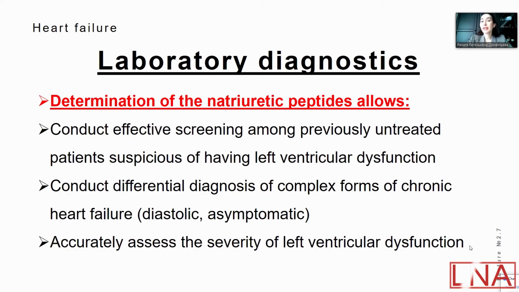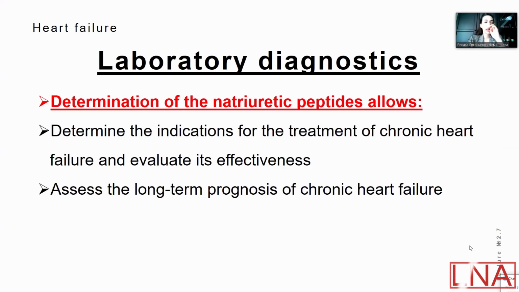Levels of natriuretic peptides allow us to conduct effective screening among previously untreated patients with suspected left ventricular dysfunction, conduct differential diagnosis of complex forms of chronic heart failure, diastolic or asymptomatic, and accurately assess the severity of left ventricular dysfunction, which is related to the level of natriuretic peptides. They also help determine the indication for treatment of chronic heart failure, evaluate the effects after treatment, and assess the long-term prognosis of chronic heart failure.